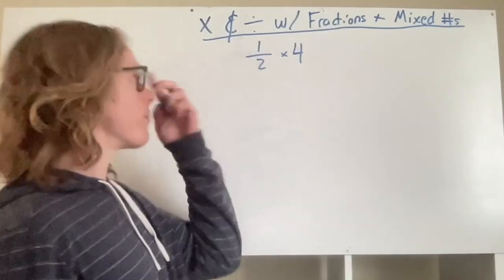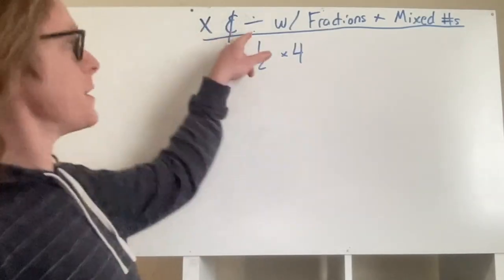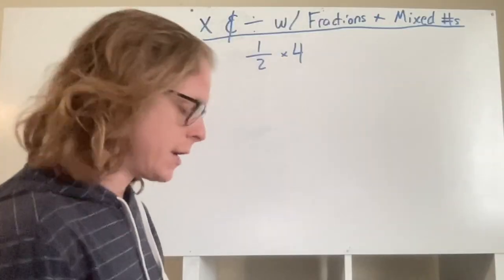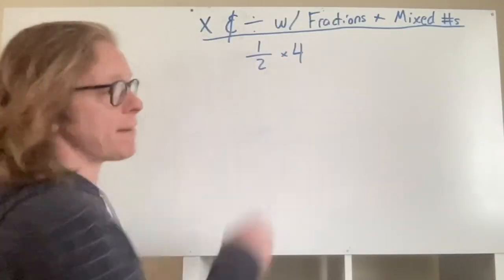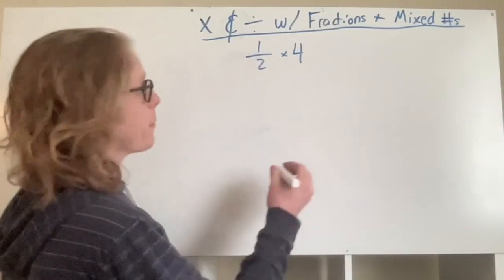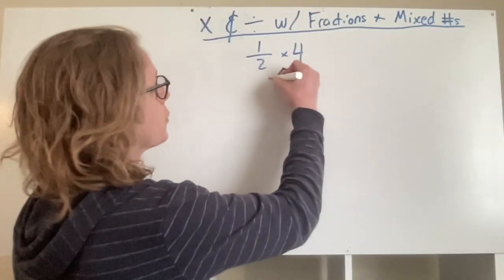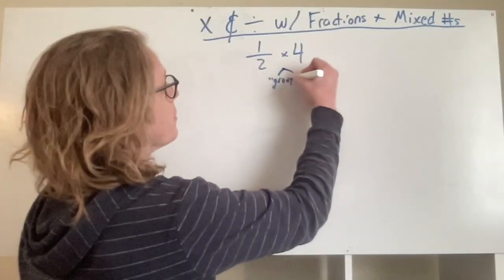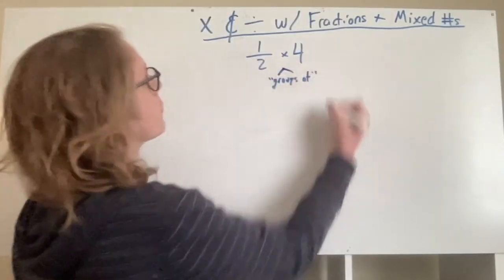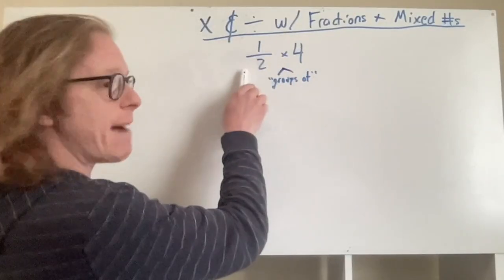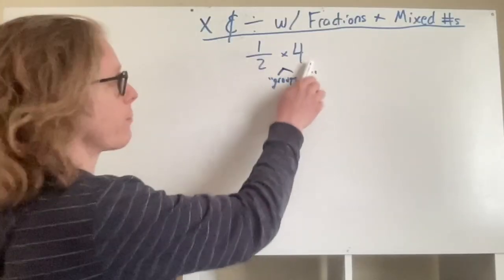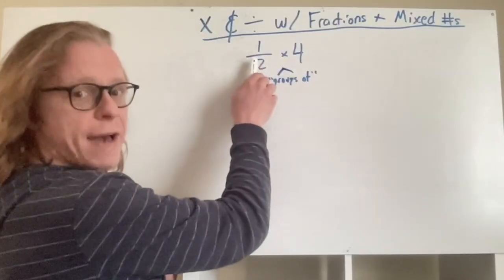In this video, we're going to go over how do we multiply and divide with fractions and mixed numbers. So we're going to start with the example of 1/2 times 4. Remember that when we talk about multiplication, we could think of it as groups of. Okay, so we could think about this as half a group of 4 or 4 groups of 1/2.